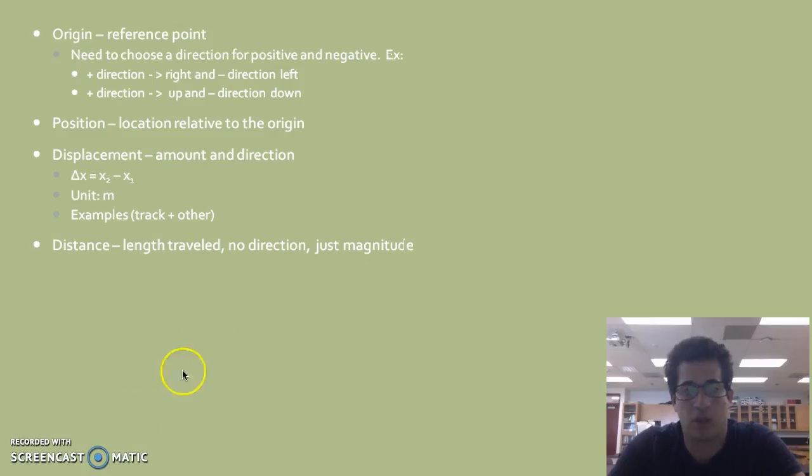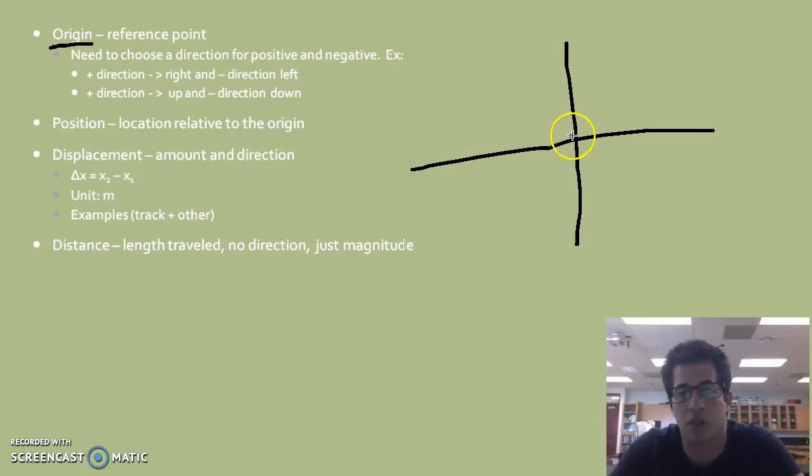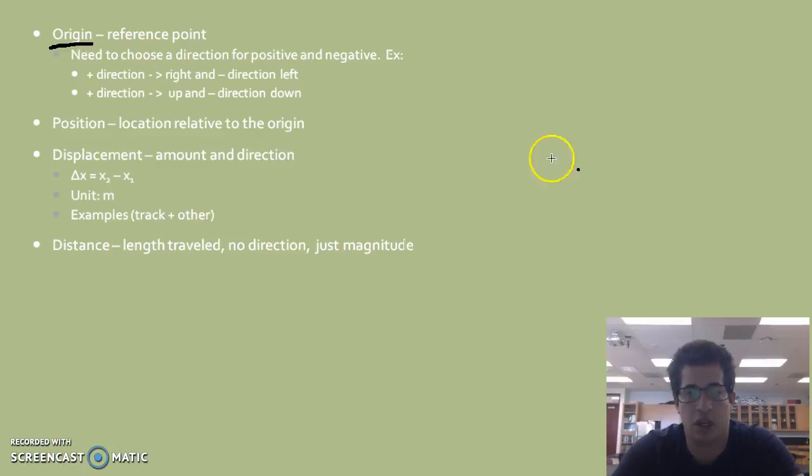So a couple other pieces of information, some more vocabulary words. We'll talk about the origin. You may be familiar with the origin from graphing, where the origin is this 0, 0 point. When we talk about physics, the origin is a little bit more open to what it could mean. It's a reference point. It's the point that we're saying is 0.